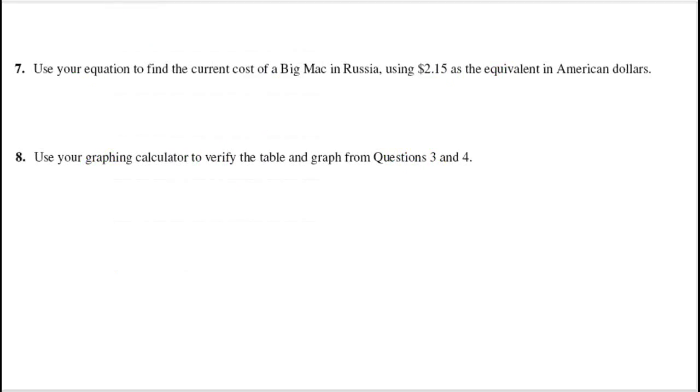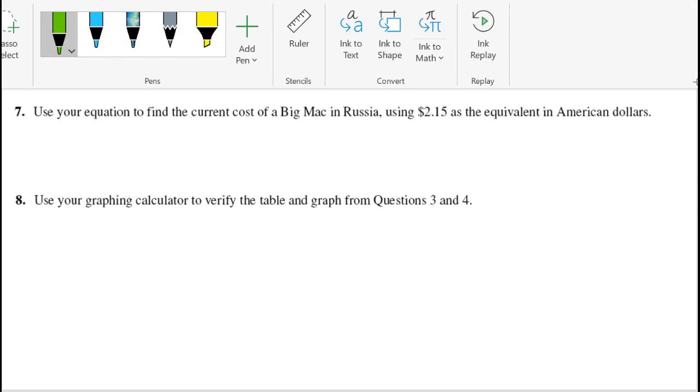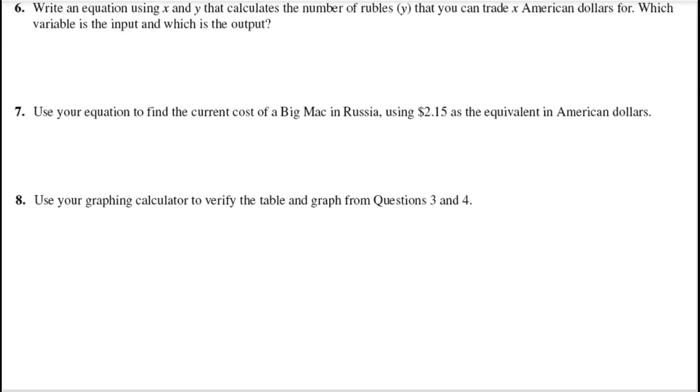Go on to question 6. Once you've answered question 6, restart the video and we will discuss it. Okay, write an equation using x and y that calculates the rubles y. So now they're calling the rubles y. Okay, we can do that. You can trade x American dollars for y rubles. Which variable is the input and which is the output? So first of all, we want to think about that last part of the question. Which one's input, which one's output? We're calculating rubles. That's going to be our output. So y is our output, the rubles.